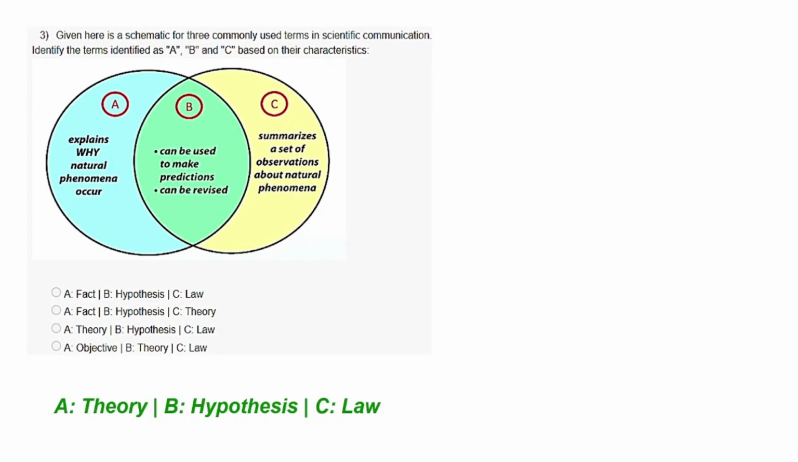So explains, it will be theory, hypothesis, and law. The A is like explains why natural phenomena occur. So that is very theoretical knowledge. This is the reason why natural phenomena occur. So that pertains more to the theoretical perspective.